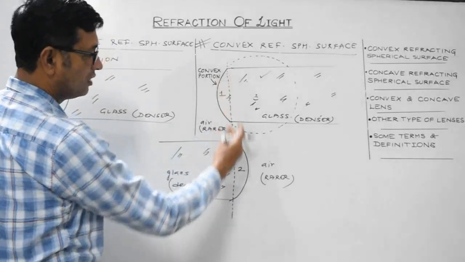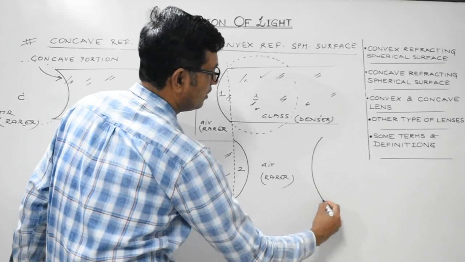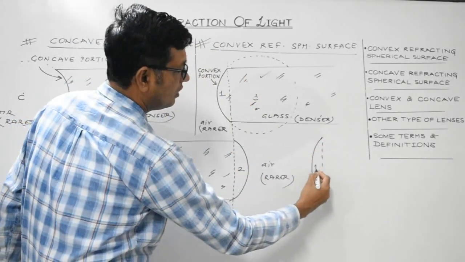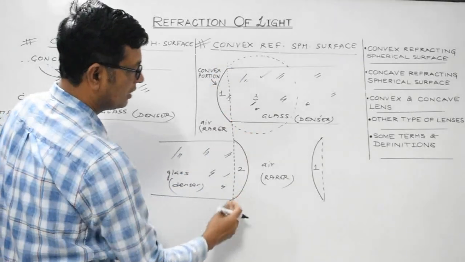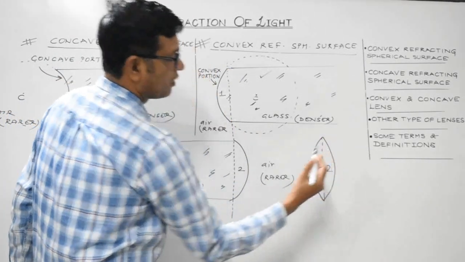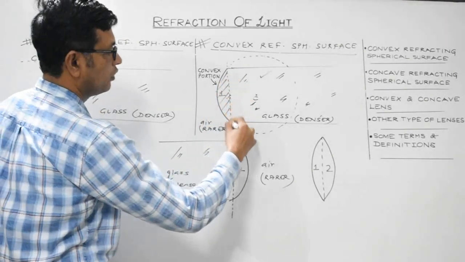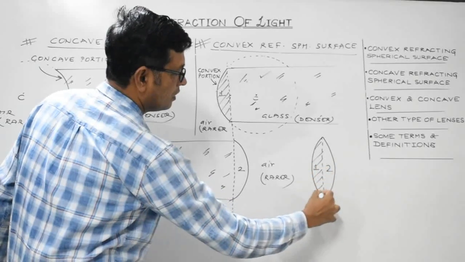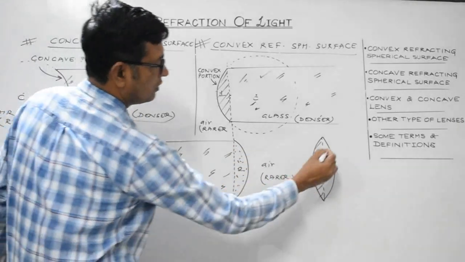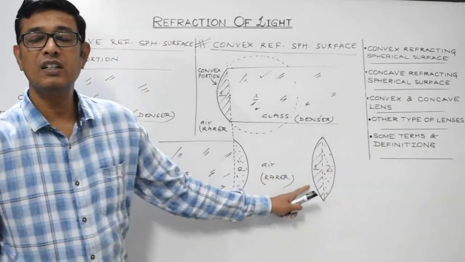Now, students, if you join these two, what will the shape be like? It will be like this. This one would be the first portion, and this is the second portion, which I'm representing by dots. If you combine them, it will be like this. So, this becomes a lens.